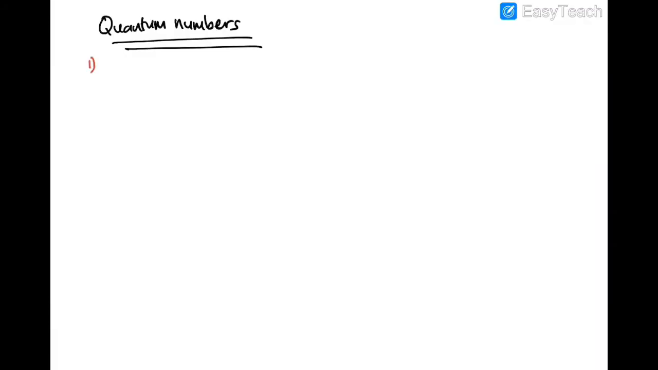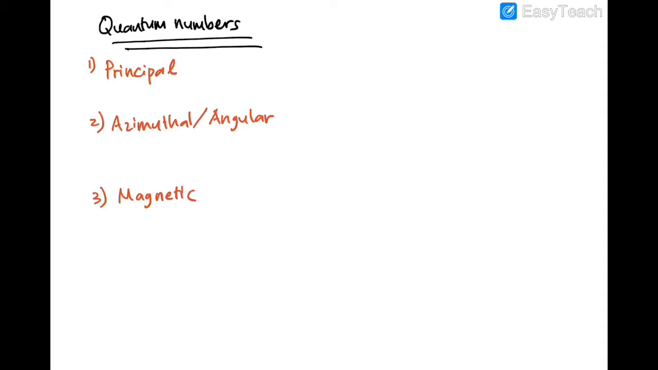The first one we call the principal quantum number. The second one is the azimuthal quantum number, or we can also call this the angular quantum number. The third one is the magnetic quantum number, and the fourth one is the spin quantum number.